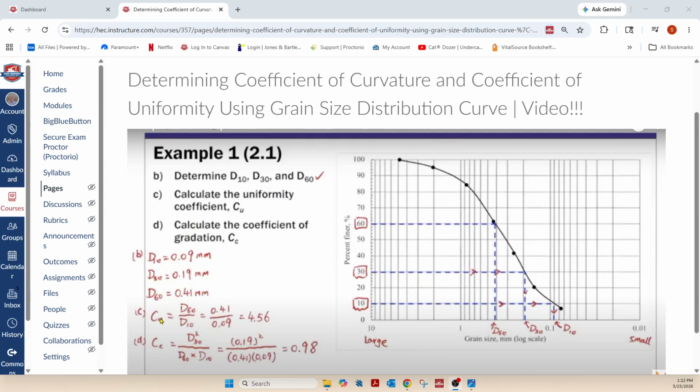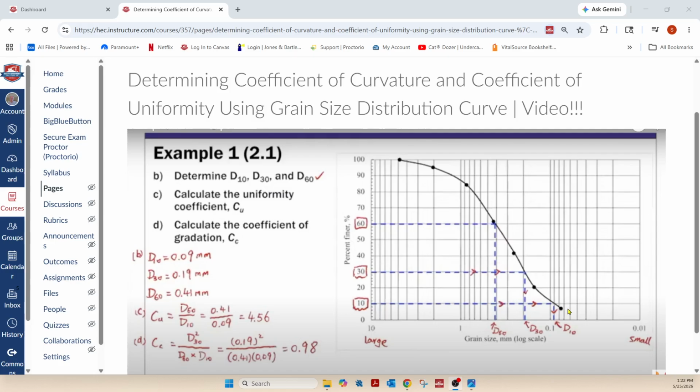And look at this coefficient here of curvature, and this would be a well-graded soil. I can't find it, but it has a low coefficient of curvature value, so it's a well-graded soil, and it's represented that way down and out. So that's a little bit more about this.